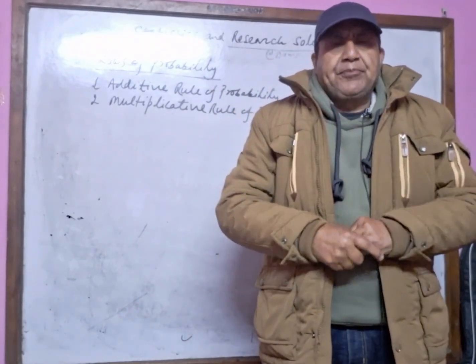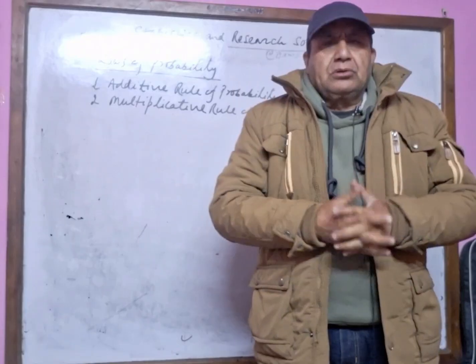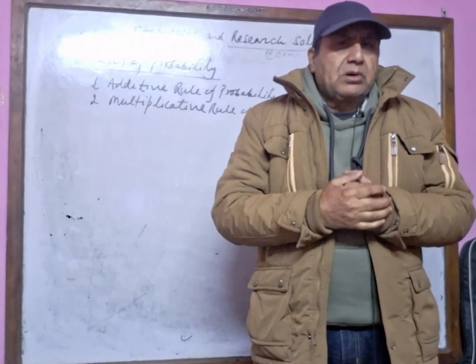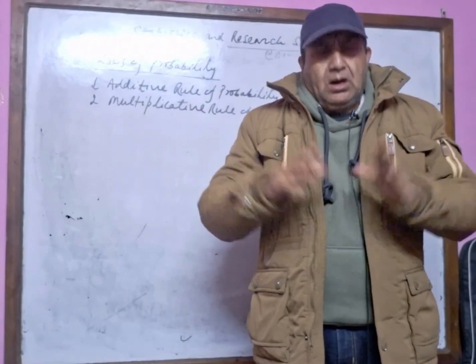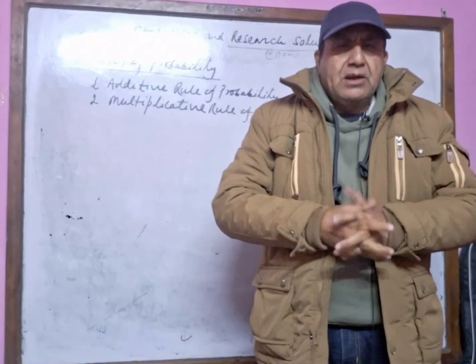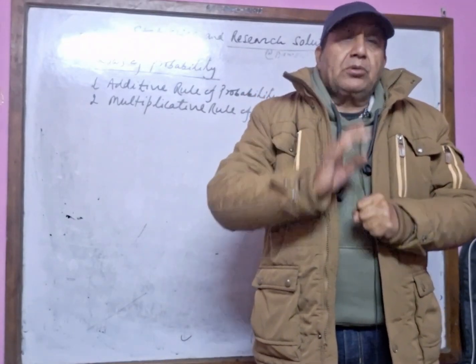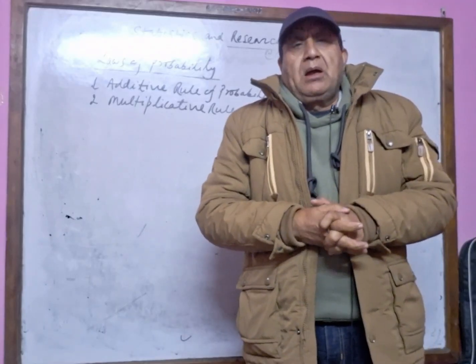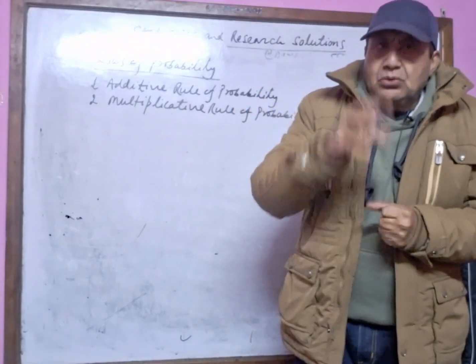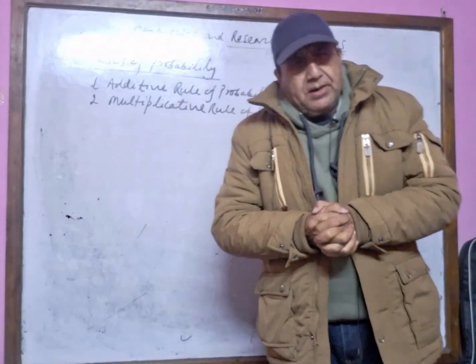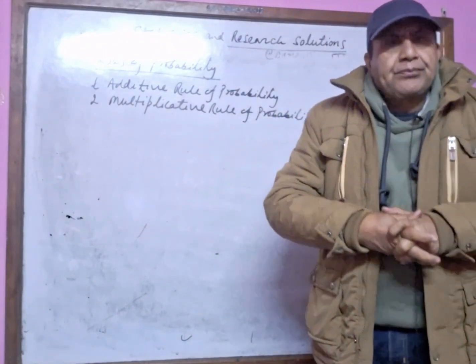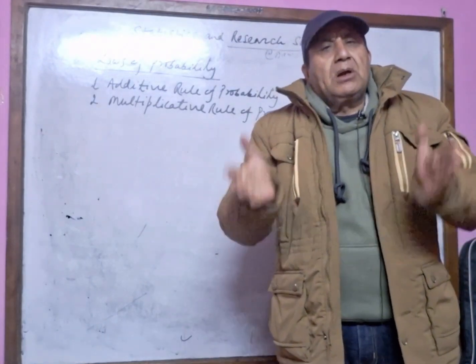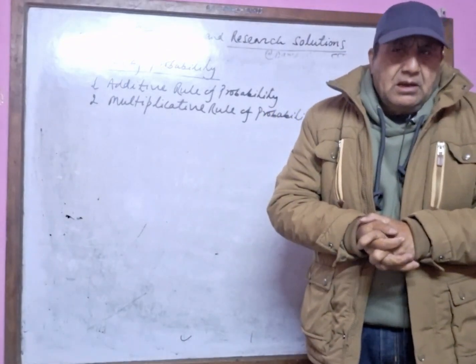In this class, I am going to teach you about the rules of probability, which are also known as the laws of probability. There are two rules of probability: one, the additive rule, and another, the multiplicative rule.